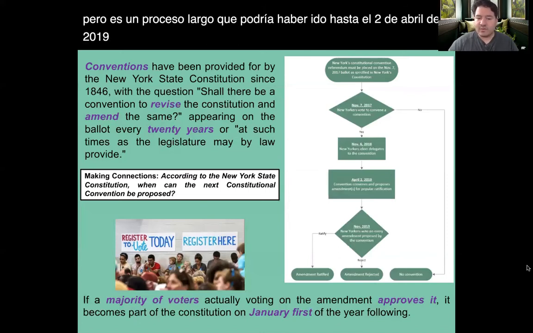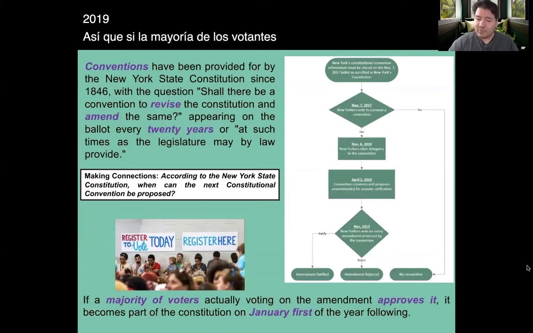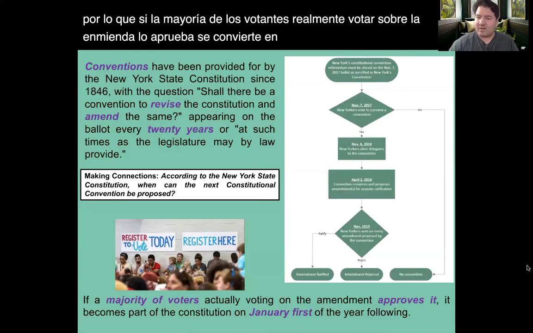So if a majority of voters actually voting on the amendment approves it, it becomes part of the Constitution on January 1st of the following year.